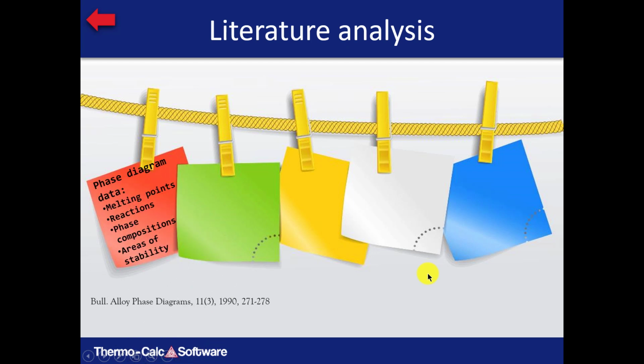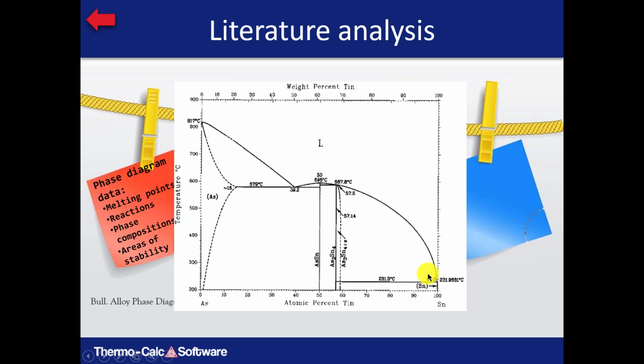The experimental data that are used include the phase diagram data, such as melting points, invariant reactions, phase compositions, and areas of stability. As an example, let's have a look at the old phase diagram for the arsenic tin system. During this video, the assessment of this system will be explained.